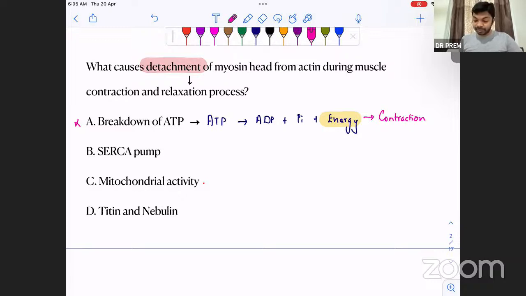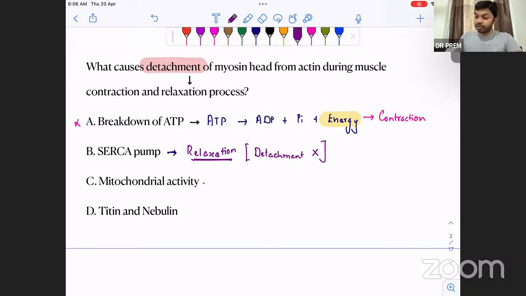Option B, SERCA pump. Of course, the SERCA pump is going to pump calcium into the sarcoplasmic reticulum. This will definitely cause relaxation, but this relaxation is not because of detachment of myosin head. The detachment process will not take place. It's going to be a simple relaxation alone, guys. So without detachment, the relaxation takes place, hence it is not the right answer.